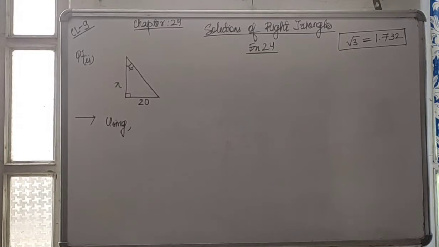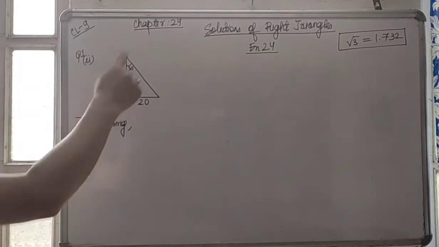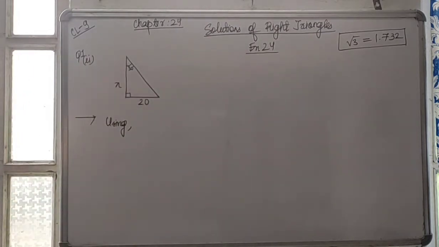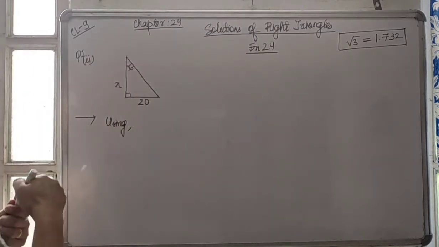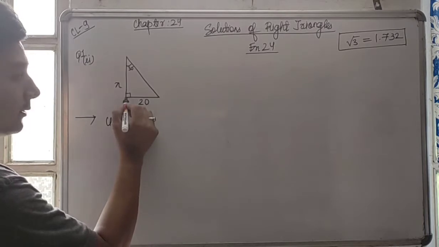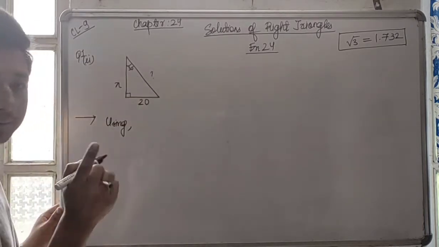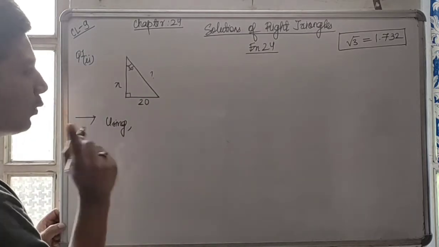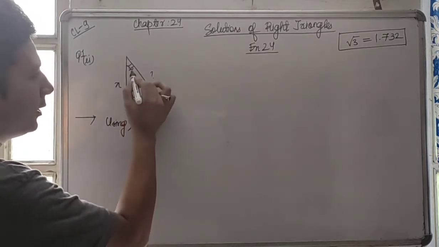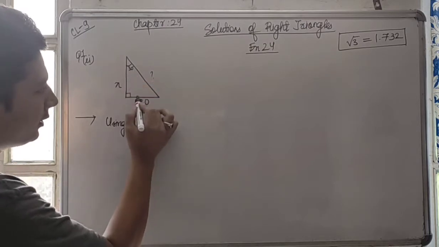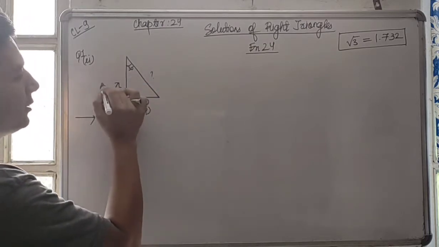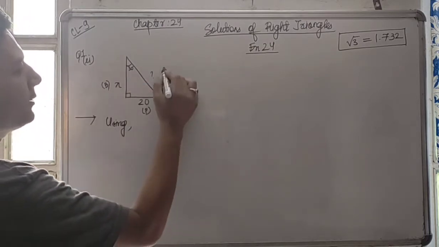All right, boys, let's proceed with question number 1, part 2. We have this question: a right angle triangle is given to us, 90 degree at this vertex. So what is known to us? We don't know the hypotenuse, but we know the perpendicular. Opposite to 30 degree, this is my perpendicular, this is my base, and this is my hypotenuse.